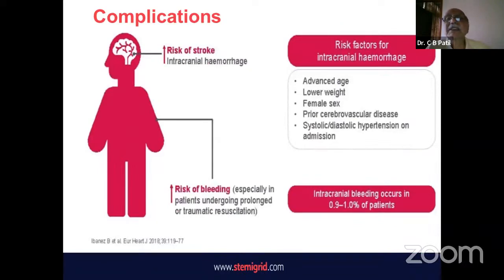Risk factors for intracranial hemorrhage are advanced age, more than 75 years, lower body weight, female sex, prior cerebrovascular disease if it is already there, or systolic and diastolic hypertension on admission. That means uncontrolled hypertension. And I told you it's hardly 1% of patients who can have intracranial bleeding. An increased risk of bleeding may occur, especially in patients undergoing prolonged or traumatic resuscitation.